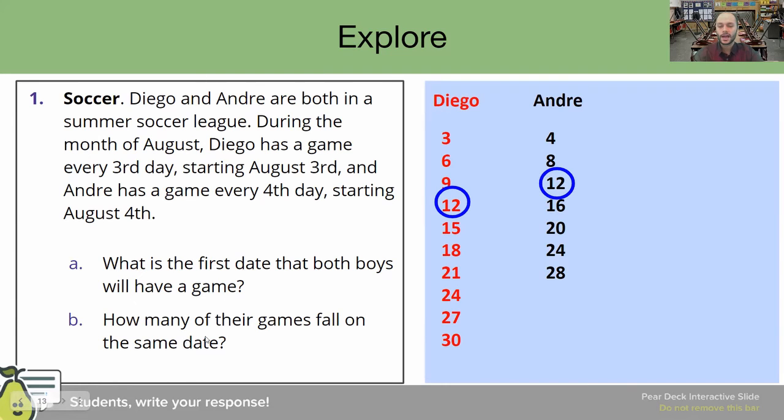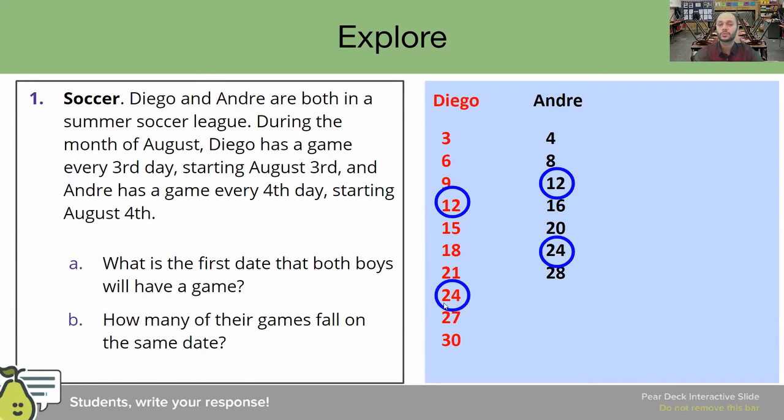It asks us how many of their games fall on the same date. Well, we know for sure that they will both play on August 12th, but are there any other days where they will both play on the same day? Please pause the video and let me know. All right, welcome back. If you said they will also play on the 24th, then you are correct.